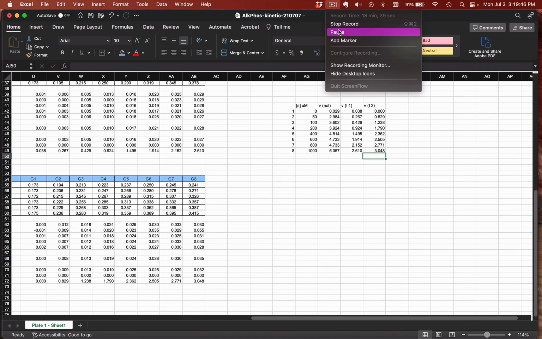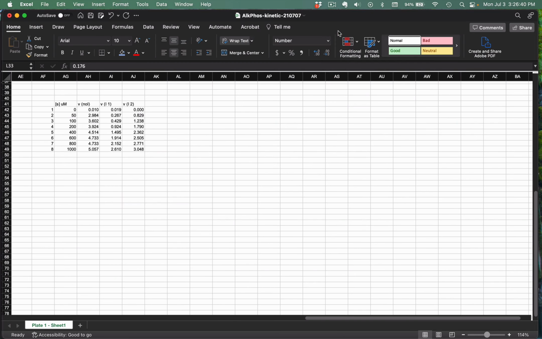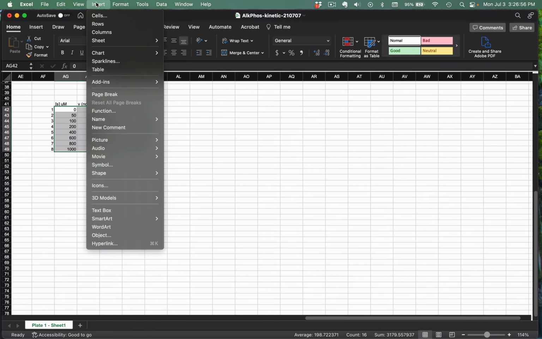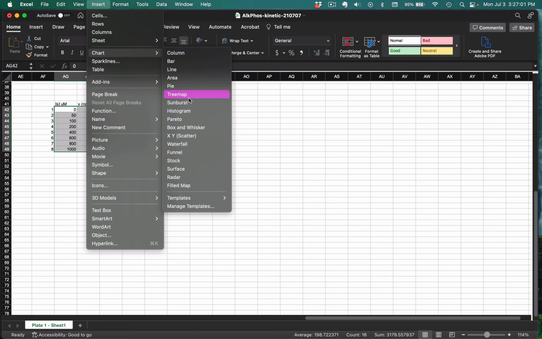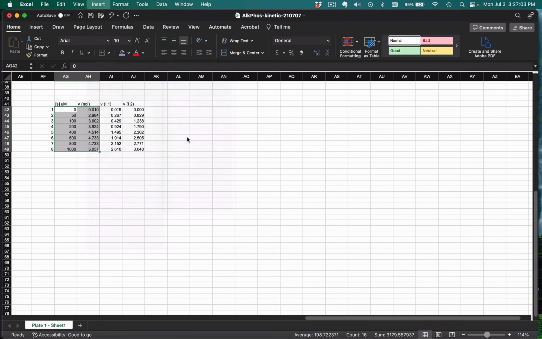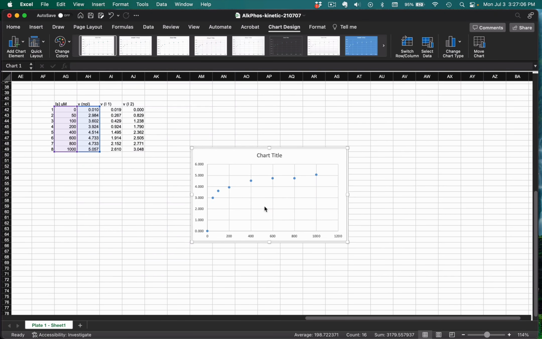So now that we've got the substrate concentration and velocity, we can actually make our plots. I'll just really quickly show you how to do a Michaelis-Menten plot. So I'm going to select my data, go up here to Insert and go to Chart. I'm going to do an XY scatter. And basically, it's going to have something that looks like this. So we've got velocity versus substrate concentration. We can add a line to this.